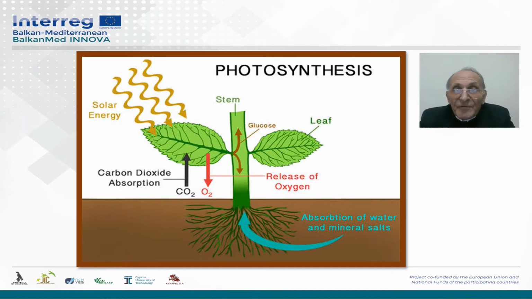This is the photosynthesis process. The plants absorb water and minerals from the soil. From the atmosphere they accumulate solar energy and carbon dioxide, and release oxygen into the atmosphere too. During this process glucose is produced, that means organic matter is produced.